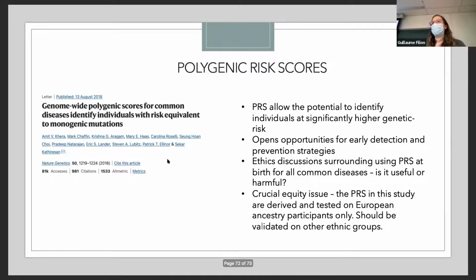And then again, the same equity issue we talked about earlier. If these are being developed primarily on European participants, then they really should be validated on other ethnic groups before being used, since the risk scores can't be generalized to many individuals. Any questions?